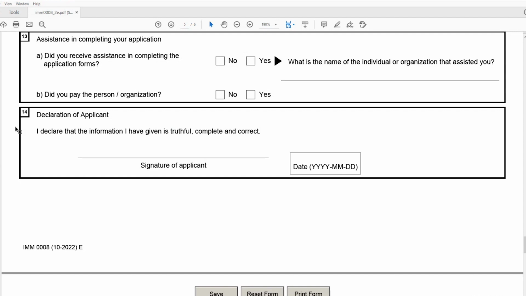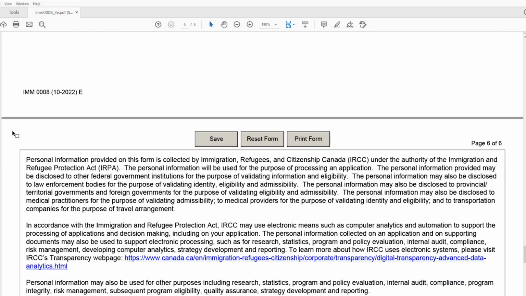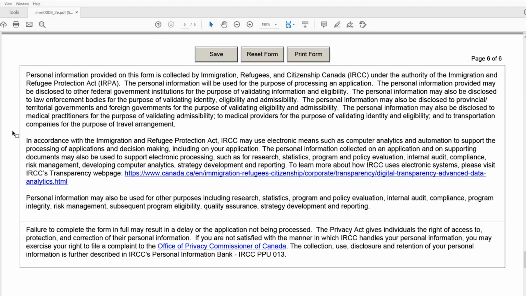And under section 14, it's very important to ensure that the person signs and dates the form. Now, you can sign this form by typing in your name, and that can represent your signature. Or you could sign it in pen. If it is not signed and dated, the application will be returned. And scrolling to the bottom of the form, make sure that you read and understand the information that is provided here.